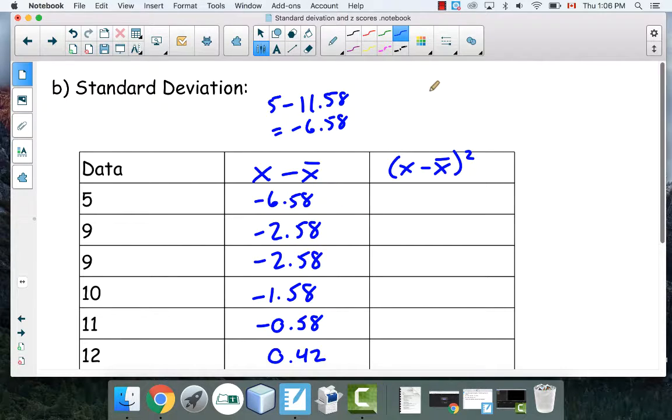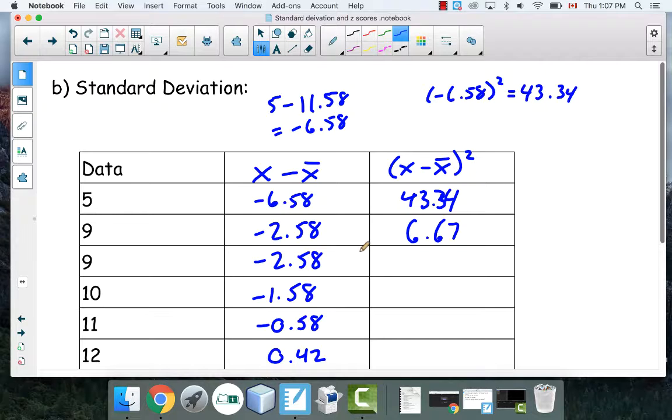So essentially the first one, what I'm doing is I'm going negative 6.58 to the exponent 2. Work that out. You're going to get 43.34. Okay, there's my first value. Do the same process for all of them. Take this negative 2.58 and put it to the exponent 2. You will get 6.67. Be very careful punching this into your calculator. You might need to use brackets. This has to be a positive number. A negative times a negative must give me a positive because it's squared.